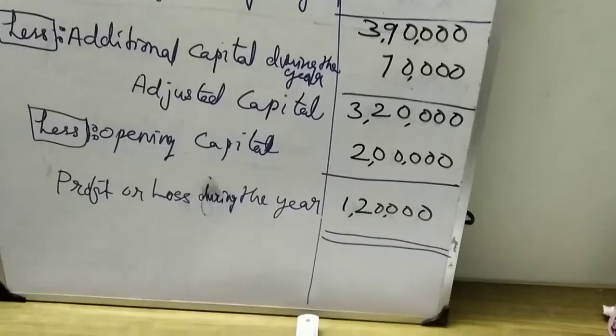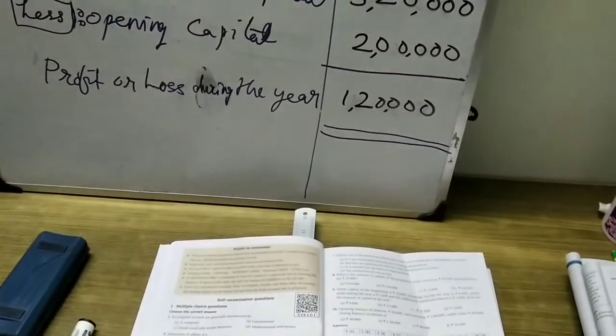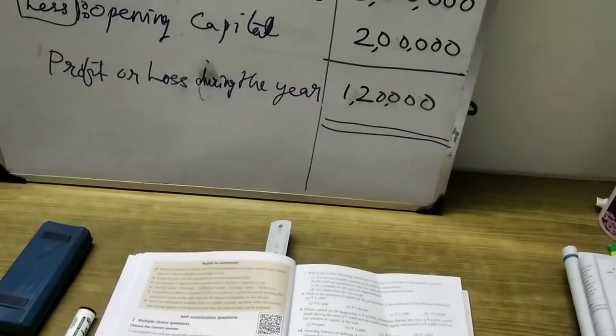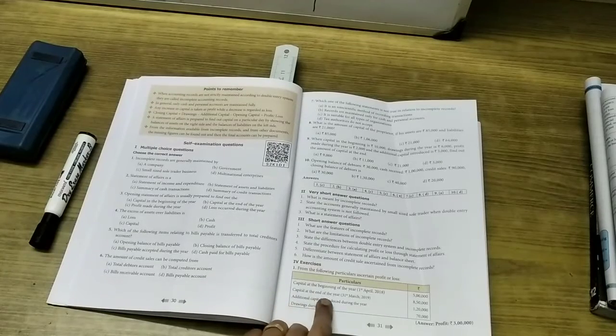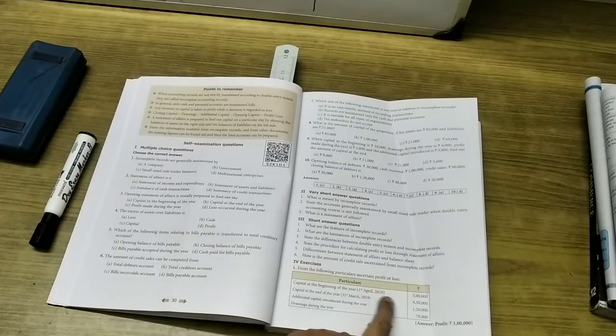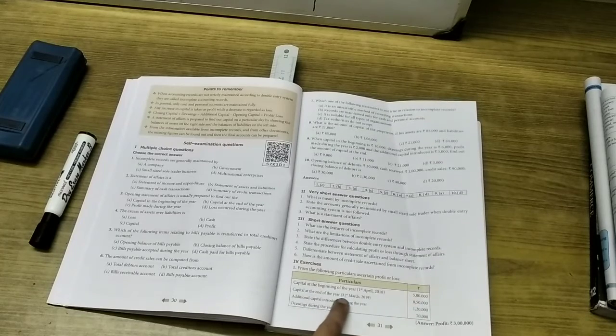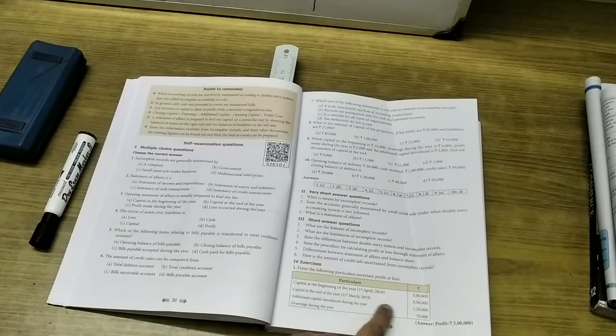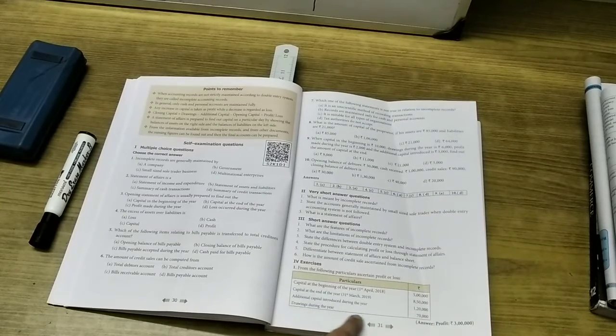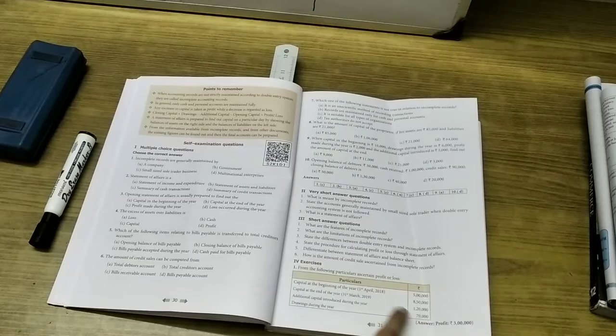Let me read the first exercise. Capital at the beginning, 1st April 2018, 5 lakh. Capital at the end, 31st March, 8,50,000. Additional capital introduced during the year, 1,20,000. Drawings during the year, 70,000. So now we are going to find out the profit.